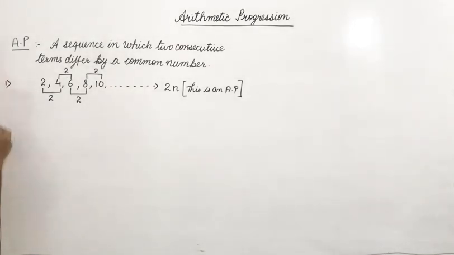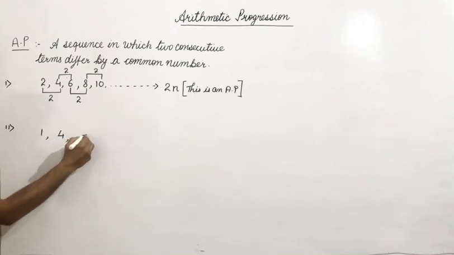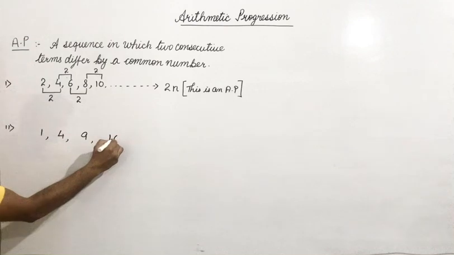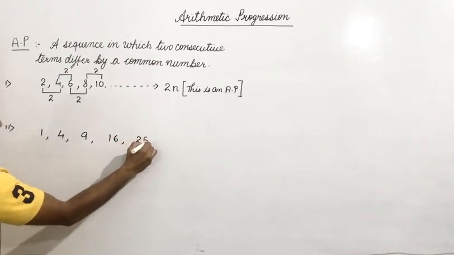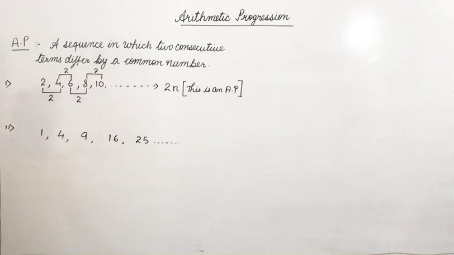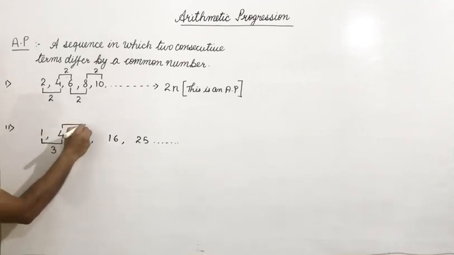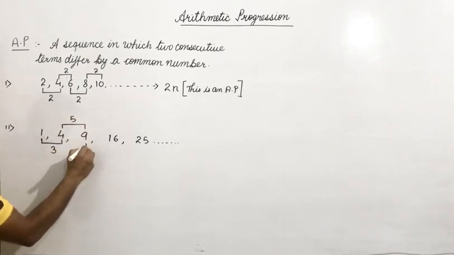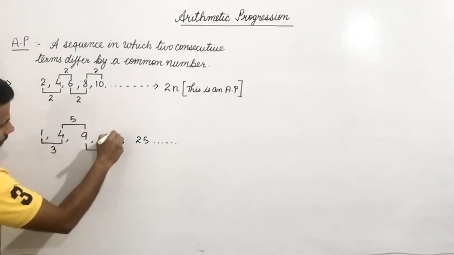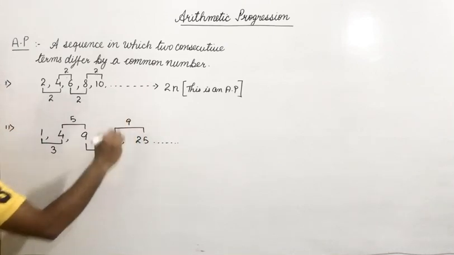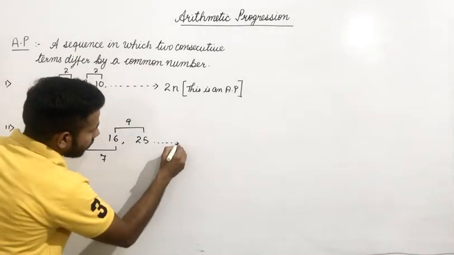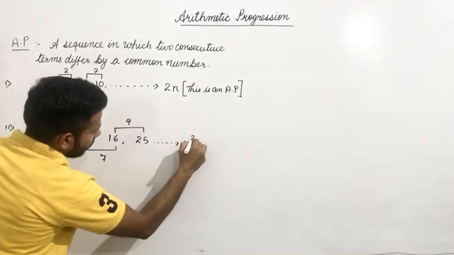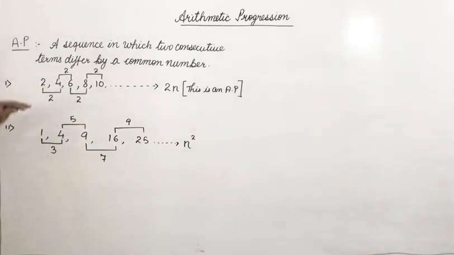But when we take another example like 1, 4, 9, 16, 25, and so on. What is the difference between these terms? This is 3, this is 5, this is 7, this is 9. So the general term of this sequence is n square. This is also a sequence.